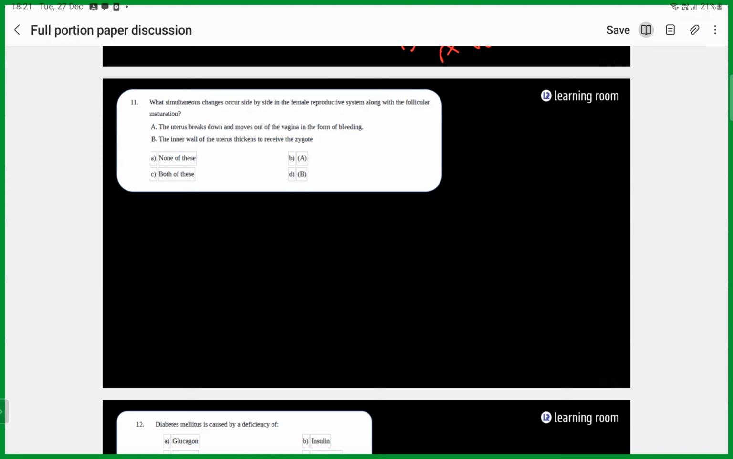A is incorrect, sir. A is correct. Okay. No, sir, it's incorrect, sir. The uterus doesn't break down and move out of the vagina. It's just the inner wall, and B is correct. To nourish the zygote, the inner wall of the uterus thickens. Okay. Any other options?